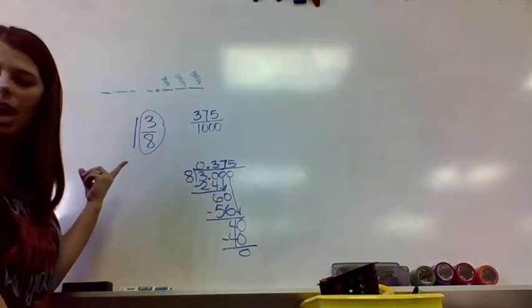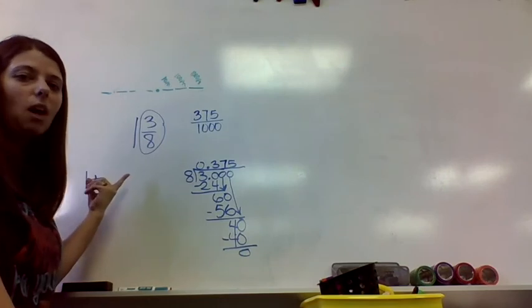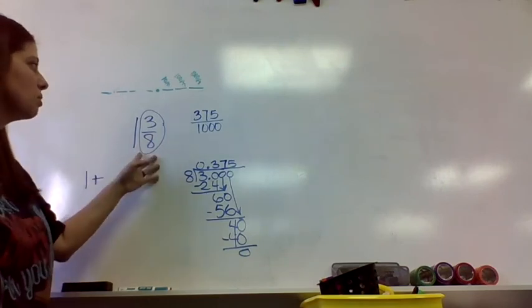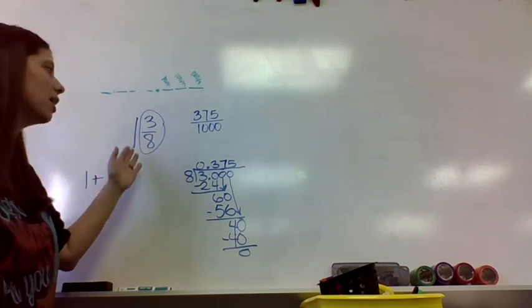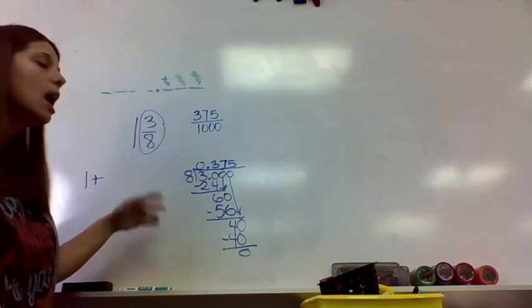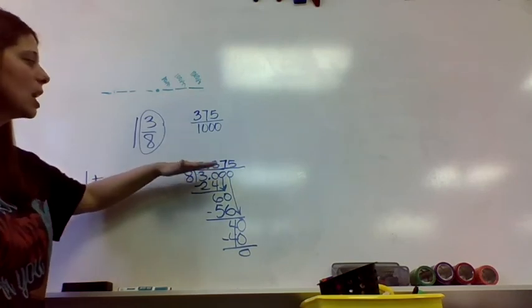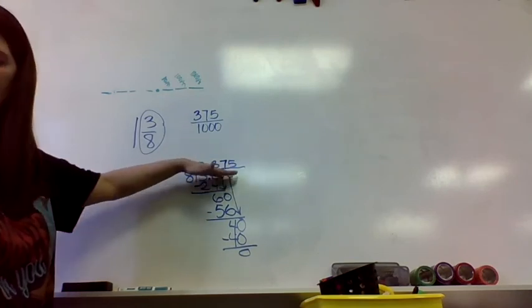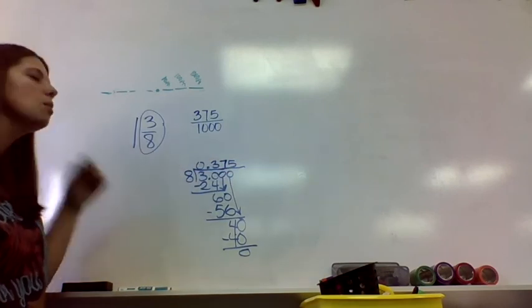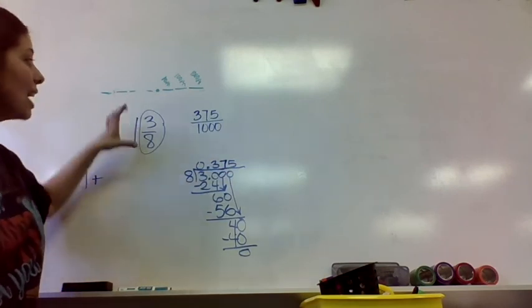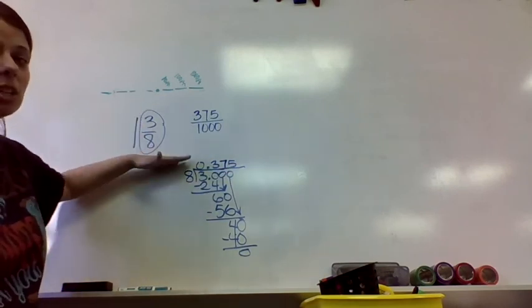Now I have this big fraction, right? I have this big fraction that I could convert out if I wanted to. I know that I could simplify it and get right back to 3/8. But what I want you to see is this 0.375. And so 0.375 is what I got when I took my fraction and converted it to a decimal.